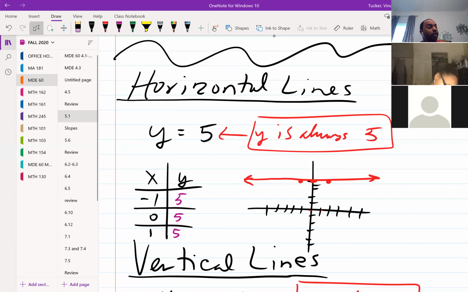All right. So that's not about calculation, just observation. You recognize that there's no x variable. So whatever you have, y is going to be that number.